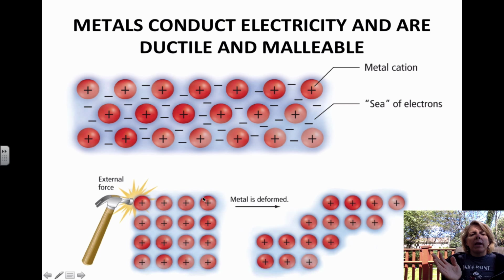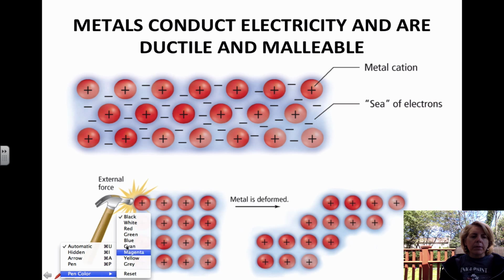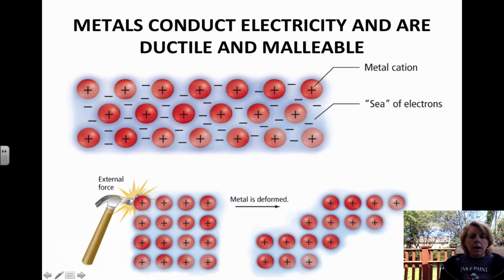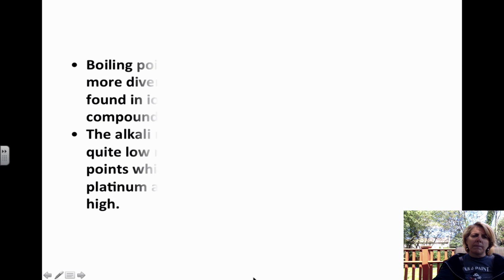The way you are able to draw a metal into a wire is the fact that you have this sea of electrons. So unlike the ionic compounds that we talked about previously, if you were to hit it with an external force, the metal cations hang together, and it's all because of this sea of electrons. So these electrons can move where they're most needed to balance the positive charge. Hence the reason why we have metals that are able to be bent into shape.